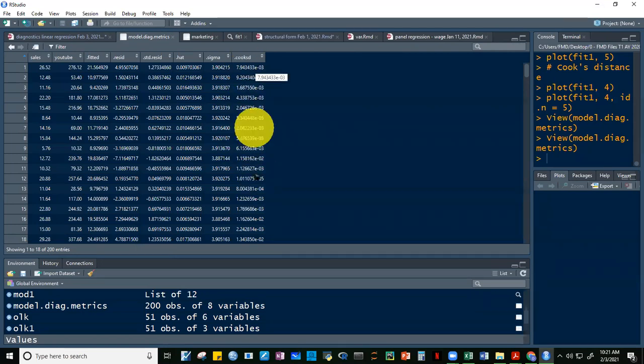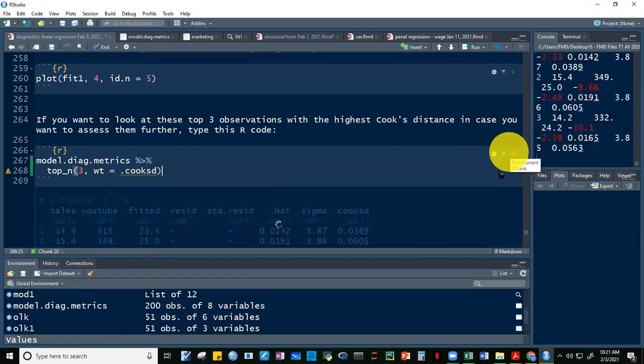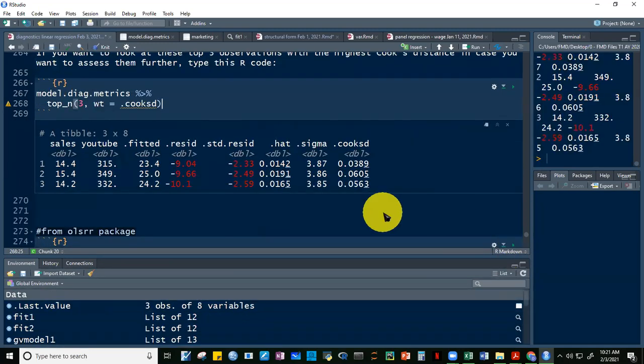Andyan si Cook's distance, no? Andyan siya. So, we can use this object. Okay, mag-deploy R tayo, no? Model.diagnostics.metrics, and then, kukunin natin yung top 3. Okay? Generate natin to.